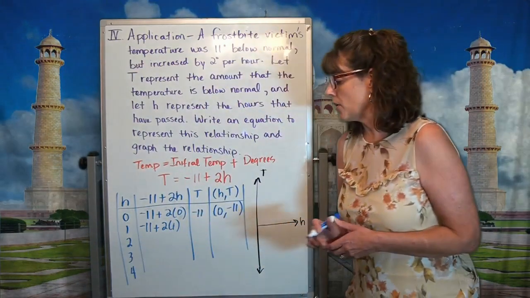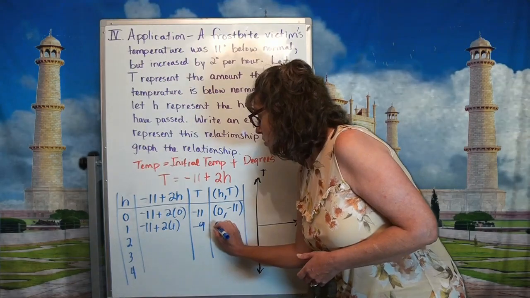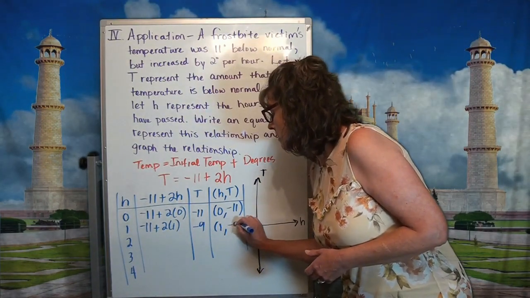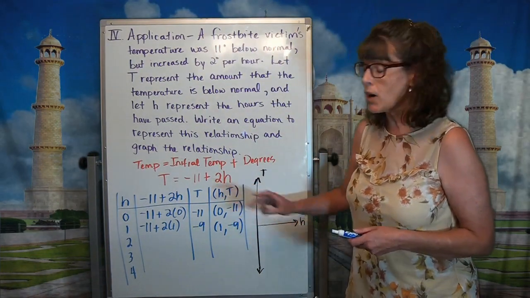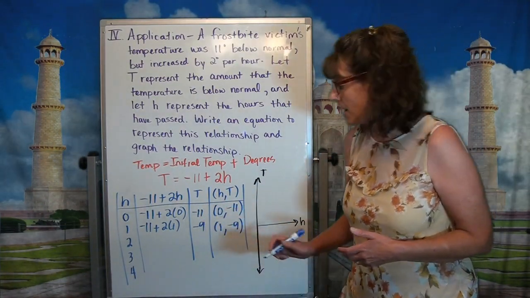What's the temperature now? 2 times 1 is 2, plus a negative 11 is a negative 9. Which says after 1 hour, the temperature is now a negative 9. And that does make sense because we're adding 2 degrees every time. Add a 2 to a negative 11, you do get a negative 9.